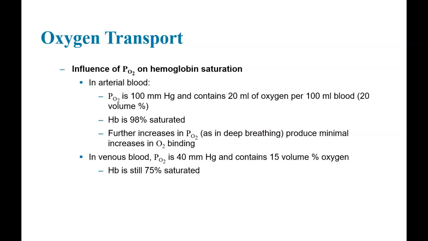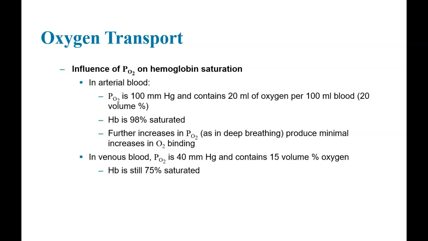So in arterial blood, the partial pressure of oxygen is 100 millimeters of mercury, and it contains 20 milliliters of oxygen per 100 milliliters of blood. Here, the hemoglobin is 98% saturated. When you increase the partial pressure of oxygen, like what happens when you take deep breaths, that's only going to produce a small increase in the oxygen binding. We're going to see that on the graph that's coming up, showing the S-shaped curve.